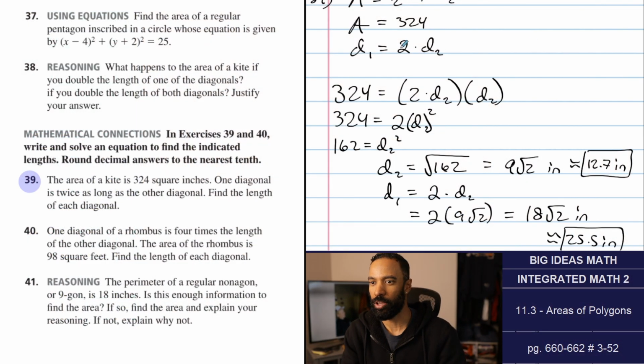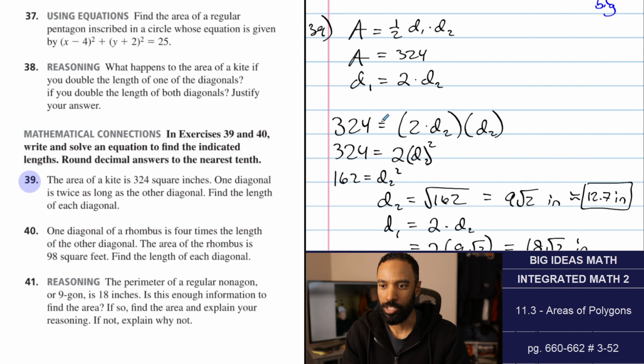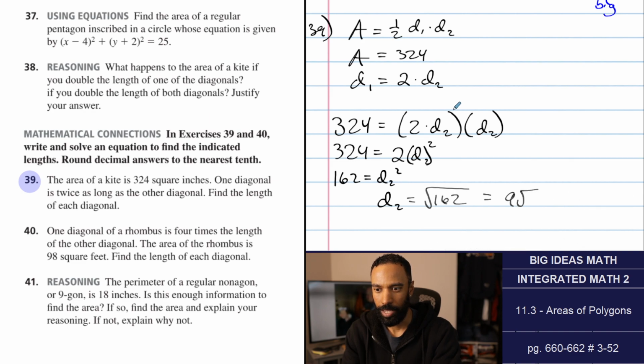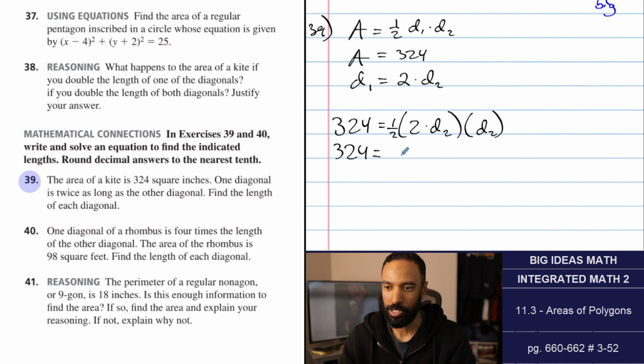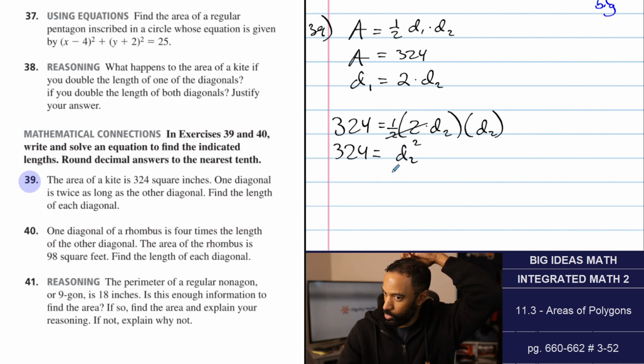Hold on. I think I messed up this problem. Let me go back. So, despite all that stuff, I lost the 1/2 here. 1/2 of that. So let's do that again. I'm just gonna undo everything there. I'm so sorry. I totally missed that. I was so focused on the d1 is this. So half of 2 is 1. So d2 times d2 is d2 squared. Okay, let's do that one more time.